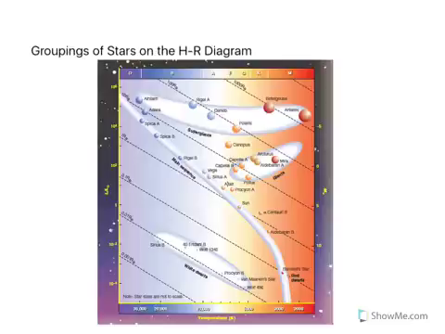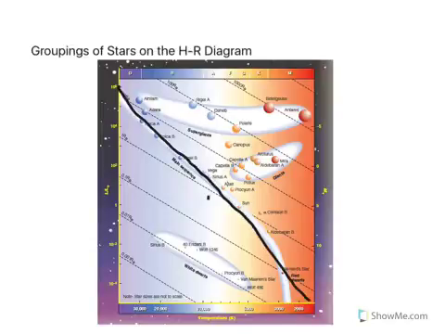In this segment, we're going to talk about groupings of stars that appear on the HR diagram. Let's look at an HR diagram from your textbook. The first thing you should notice is that we see this line of stars that goes from upper left to bottom right, and these are called the main sequence of stars. The main sequence of stars are stars that are basically stable in radius. The Sun sits on the main sequence. It is a main sequence star.